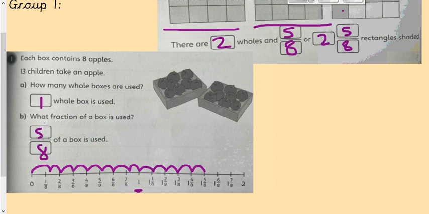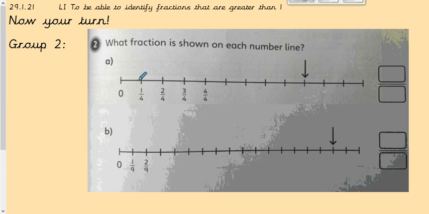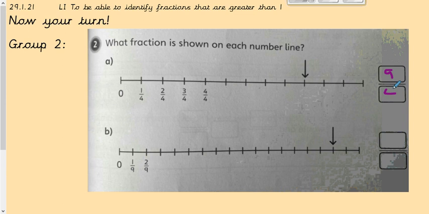Okay. For group 2 then, what fraction is shown on the number line? So you just have to count up in quarters and keep going really. So 1, 2, 3, 4, 5, 6, 7, 8, 9 quarters. And this one, 1, 2, 3, 4, 5, 6, 7, 8, 9, 10, 11, 12, 13, 14, 15, 16.